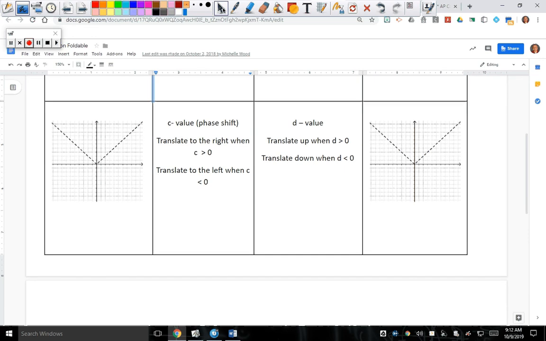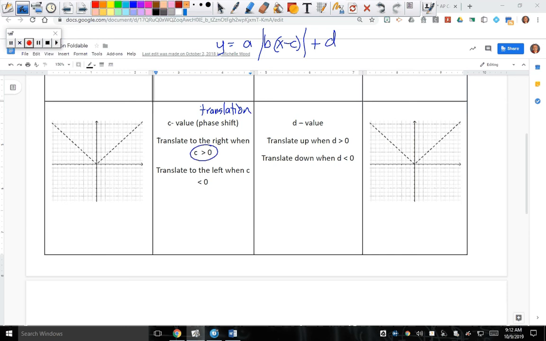Alright, so let's go to C. Again, our equation is this. Okay? So C is a phase shift, otherwise a translation. And not English to Spanish translation, but a translation is like we were saying yesterday. Slide to the left, slide to the right, slide up, or slide down. Alright, so translate to the right when C is positive.